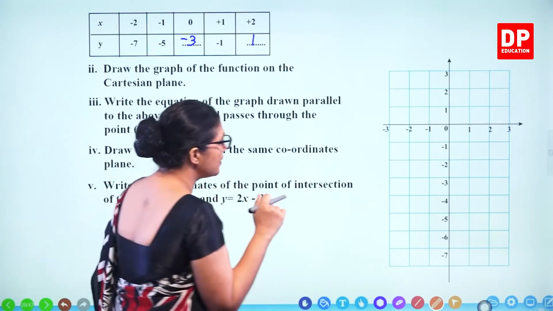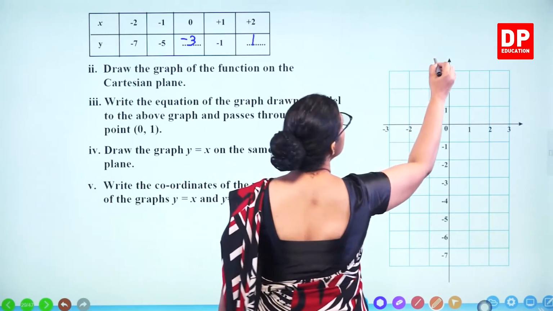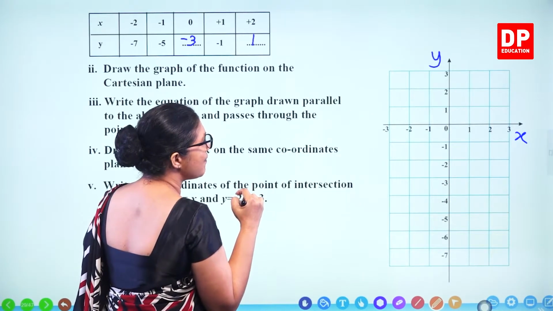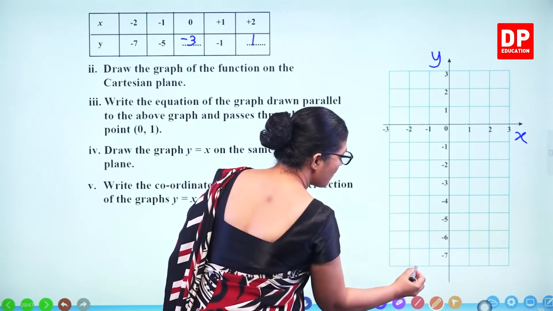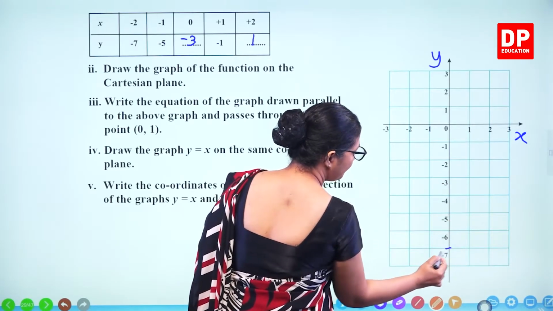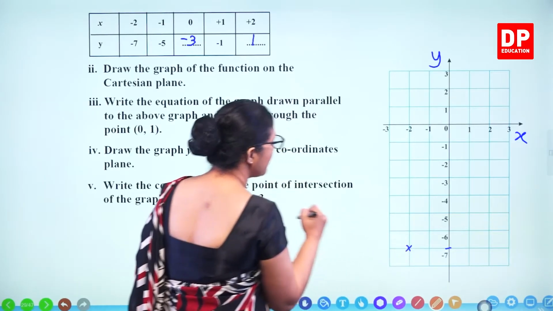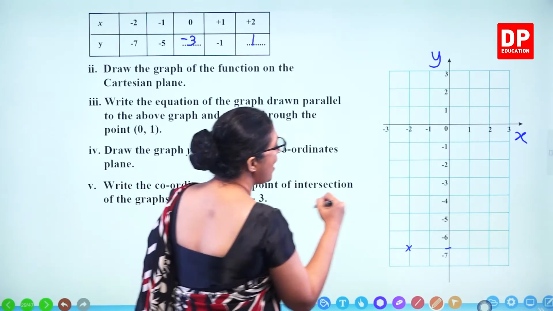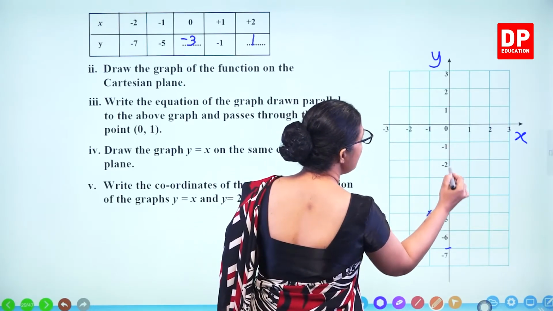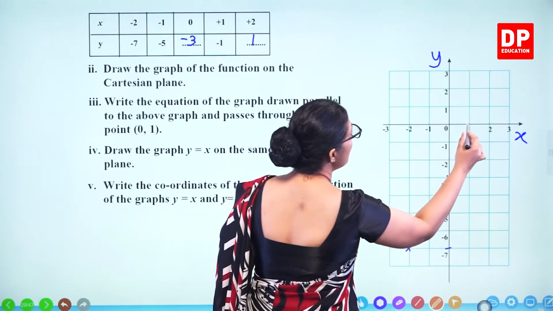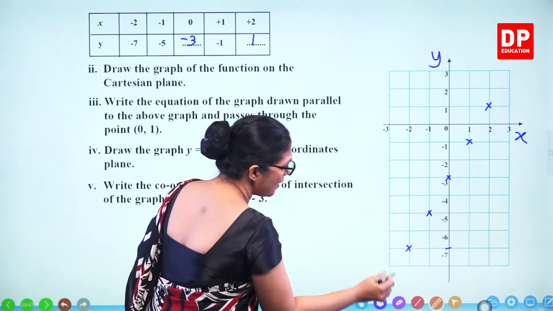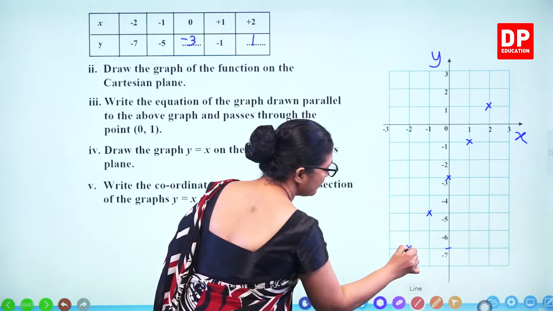Now we'll mark the points. So we'll label this. This is y, this is x. Minus 2, minus 7. Minus 1, minus 5. 0, minus 3. 1 and minus 1. 2 with 1. Now take the ruler and draw the line.